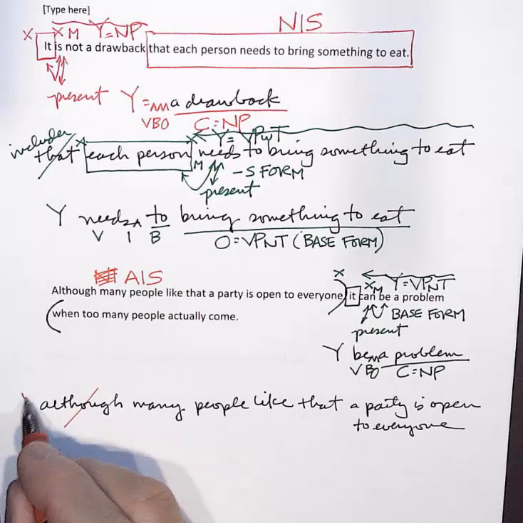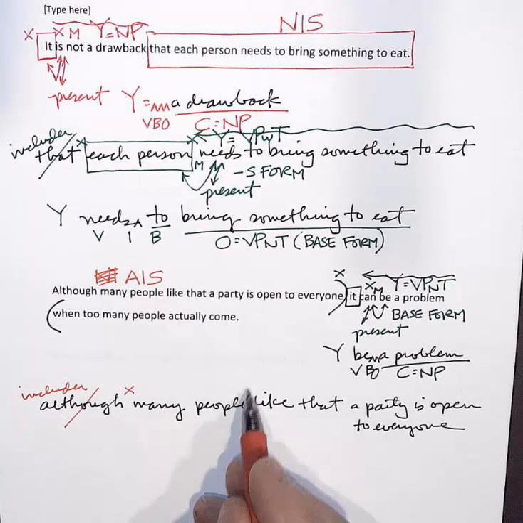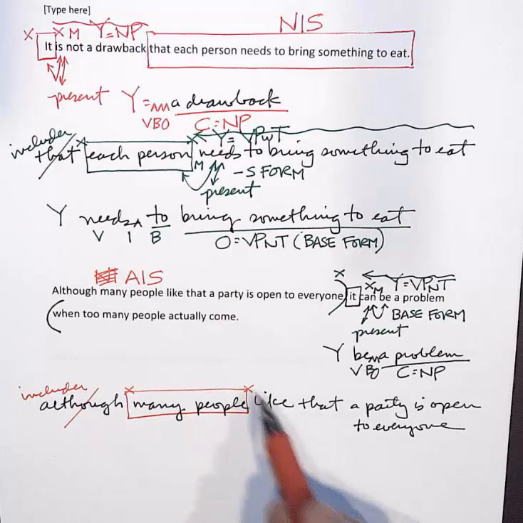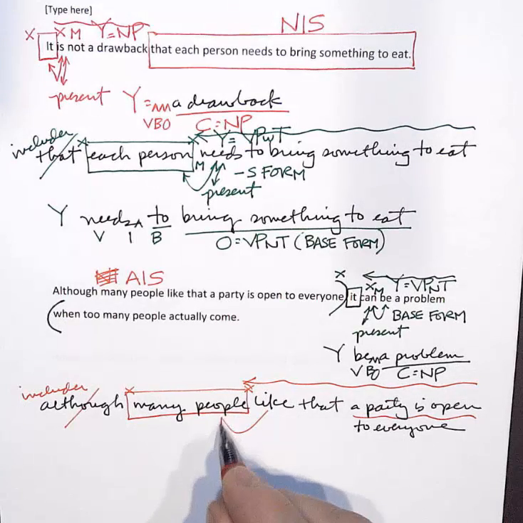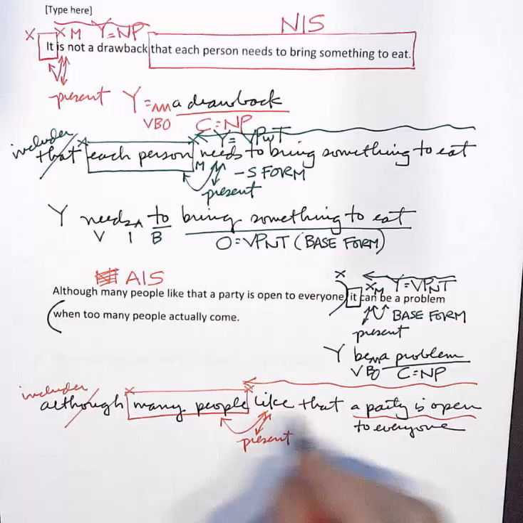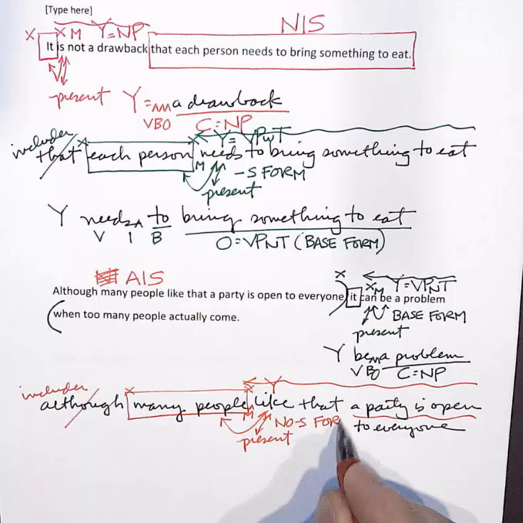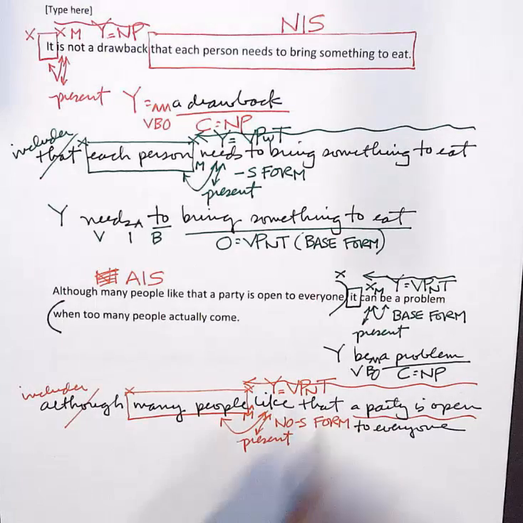Although is the includer. Do many people like? Many people do not like. Many people is the subject. Predicate. Like ties with the subject. Like ties with the present. You can see, well, okay, I'll say that next in just a second. The M, the Y. Like is the no S form. Y is a verb phrase with time.